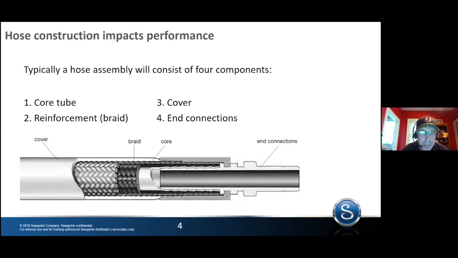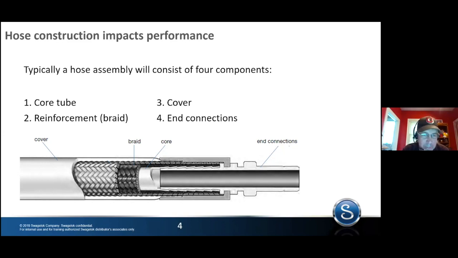But the actual core tube is many times very, very thin, less than a millimeter, less than 40 thousandths of an inch thick. It withstands at the most 50 to 100 PSI, just a couple bar of pressure if you use bar. So for that reason, the core tube needs to be reinforced. It needs to be stronger, and this is typically done with a braid material.